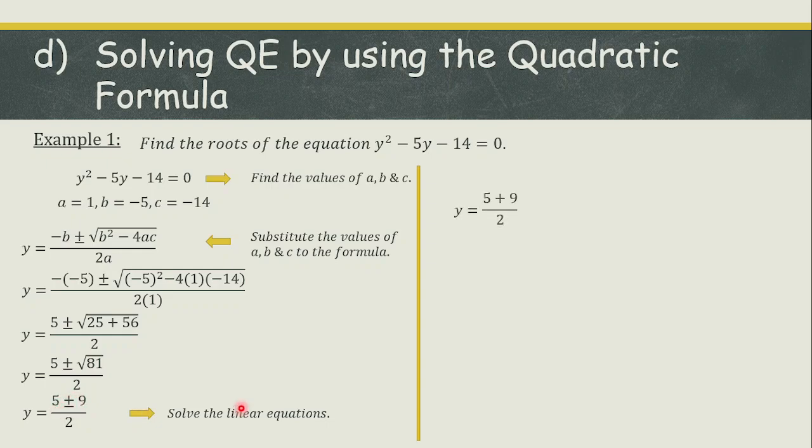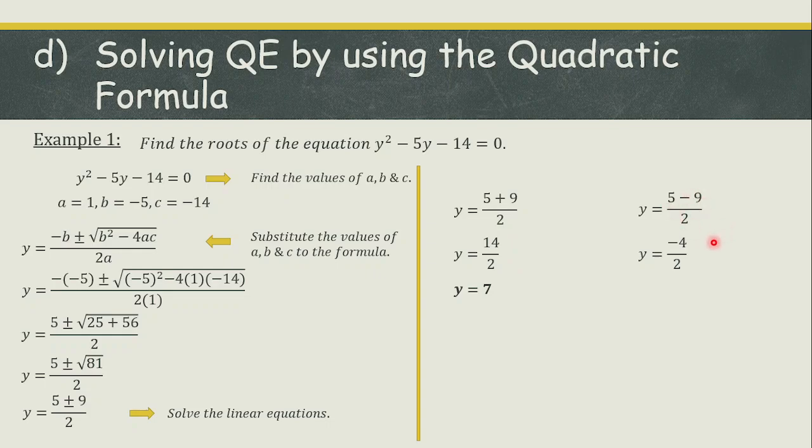So, yung kalabasan niya, y is equals to 5 plus 9 divided by 2. And the other one is y is equals to 5 minus 9 divided by 2. So, let's solve first the first linear equation. So, 5 plus 9, the answer is 14 divided by 2. So, y is equals to positive 7. So, we already have the first root of the equation.